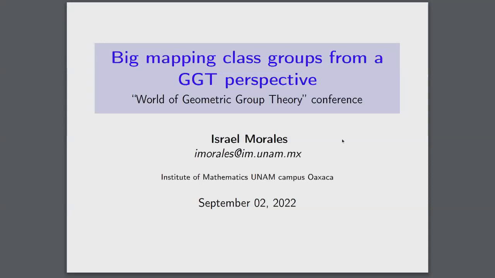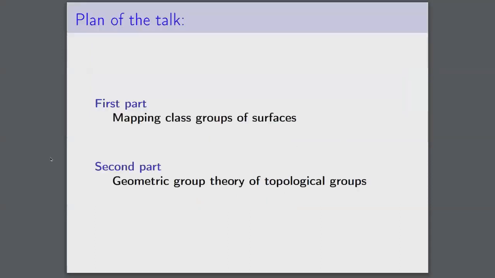Okay, I divided this talk into two parts. In the first part, I want to talk about mapping class groups of surfaces again, in general. In particular, I will focus on the mapping class group of infinite type surfaces, which are called in the literature big mapping class groups. This area is new, with important developments in the last 5 years, maybe.